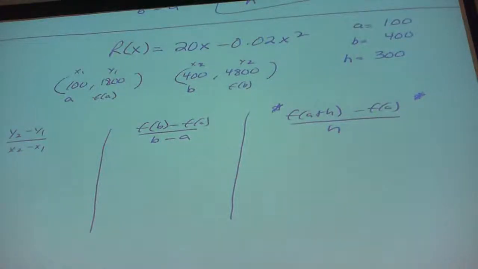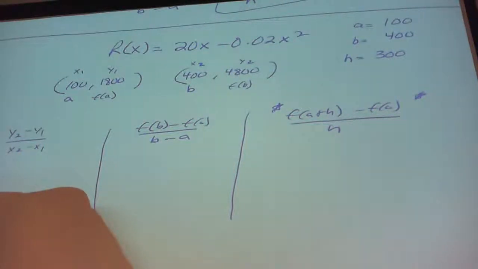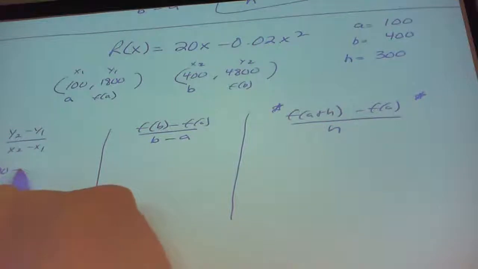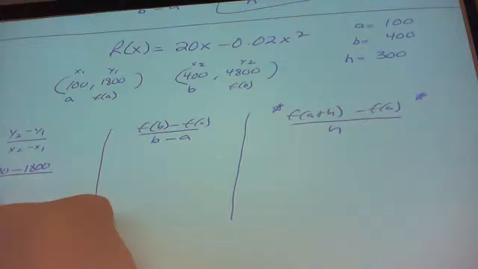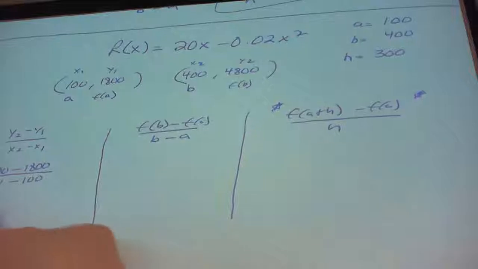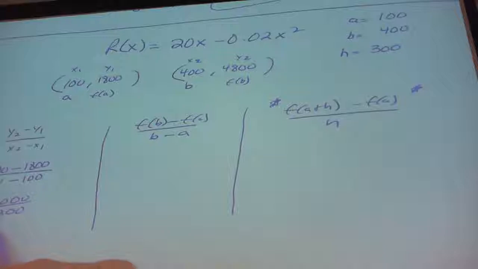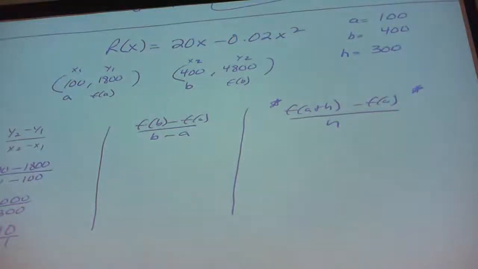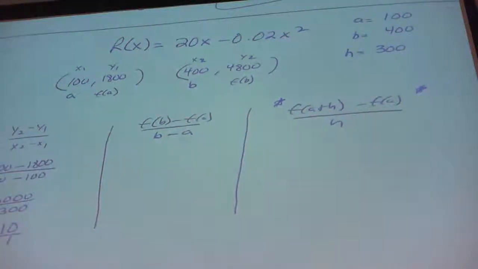Okay? What's y1? Be careful. I'm saying it wrong. What's y2? Thank you. You listen to the question. What's y2? 4,800 minus y1? 1,800 over what's x2? Minus what's x1? So that would be 3,000 over 300, which would be 10. 10 over 1. Does everyone see how I did that? Slope, same stuff, done slope a million times.